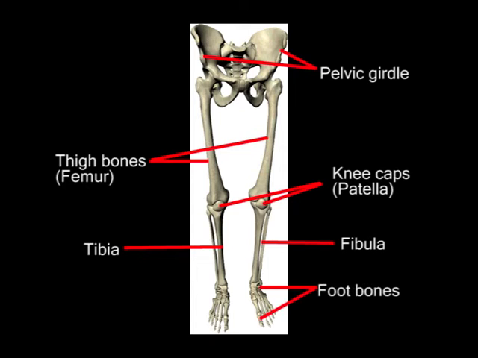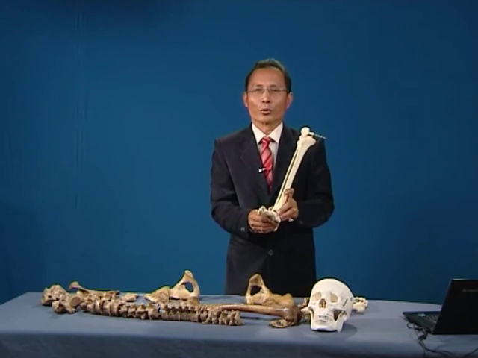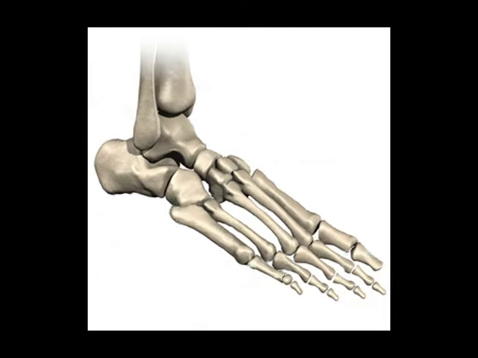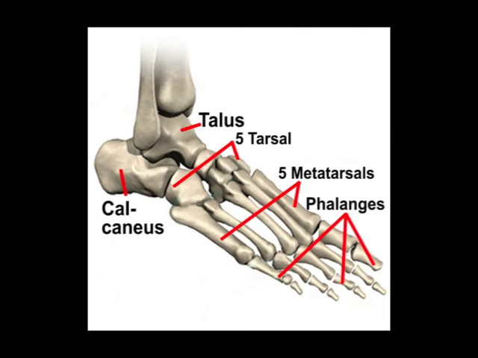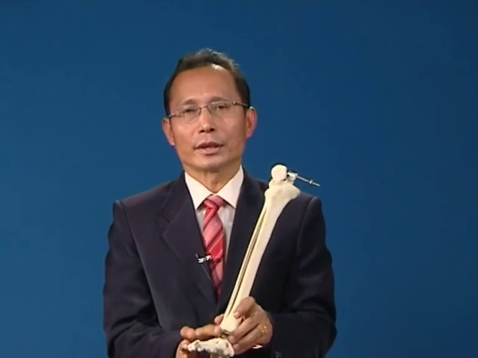Below the lower leg, the most distal part of our lower limb is the foot. This foot has altogether 26 bones. One foot has 26 bones. There is the heel bone, the calcaneum, and just below the tibia there is the talus. Then we have other tarsal bones, five tarsal bones, so seven. Then we have five metatarsals and 14 phalanges. Altogether they constitute 26 bones.